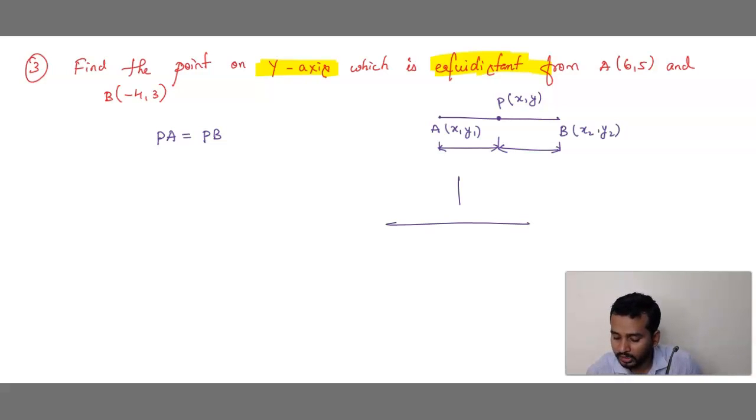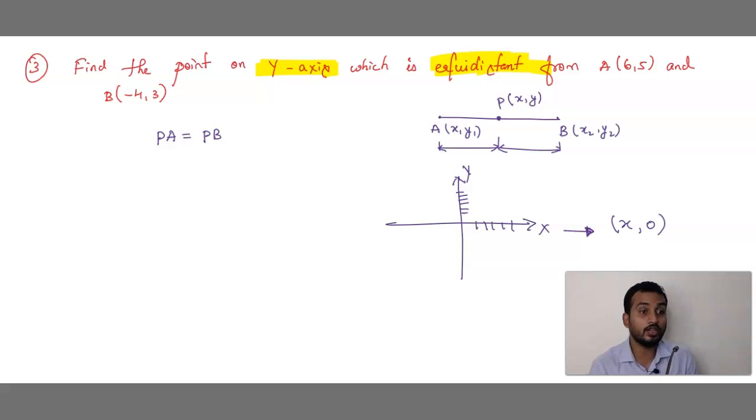Also we know that this is our coordinate system. This is which axis? X-axis. This is which axis? Y-axis. On the x-axis, x value will be present. X value will be there. But y value will be absent. So y value will be 0 on the x-axis. On the x-axis, what are the coordinates? X comma 0. X value will be there, y value will not be there.